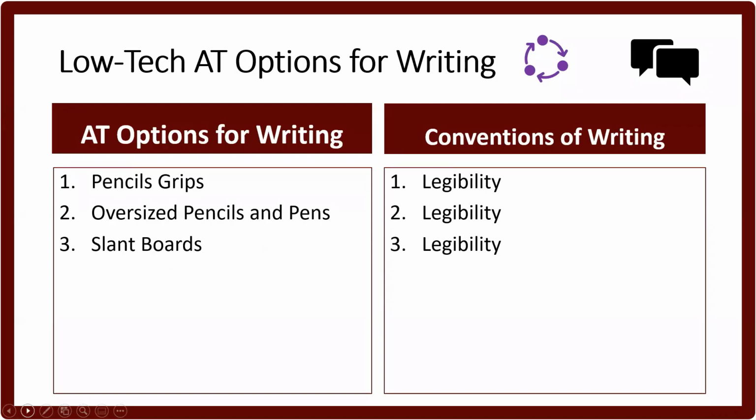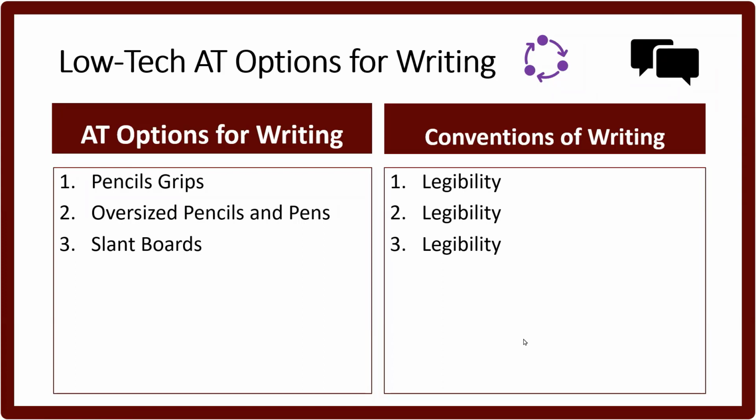Thinking about the actual physical art of writing, some of the things that are assistive technology tools that you can use are the pencil grips that we mentioned, we saw the picture of earlier in our presentation, oversized pens and pencils, slant boards. If you're familiar with a slant board, this is that you can kind of put on a table or a lamp that's slanted so you can put your paper or your book on it.